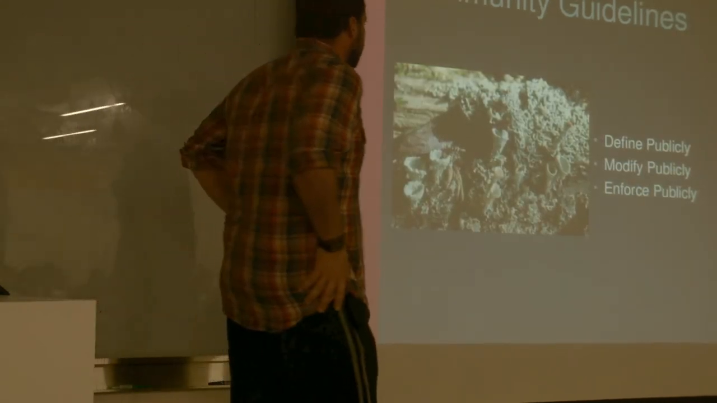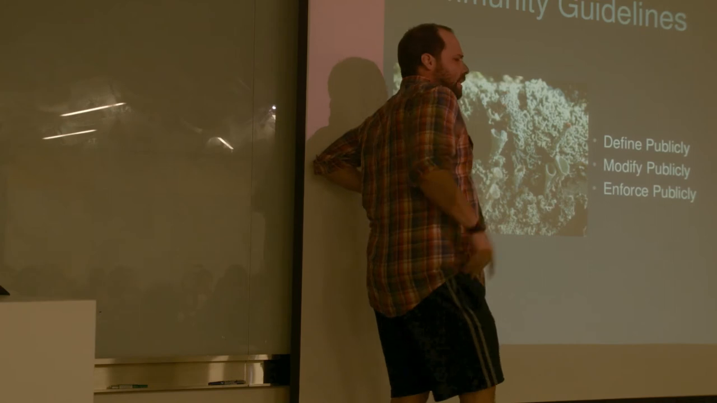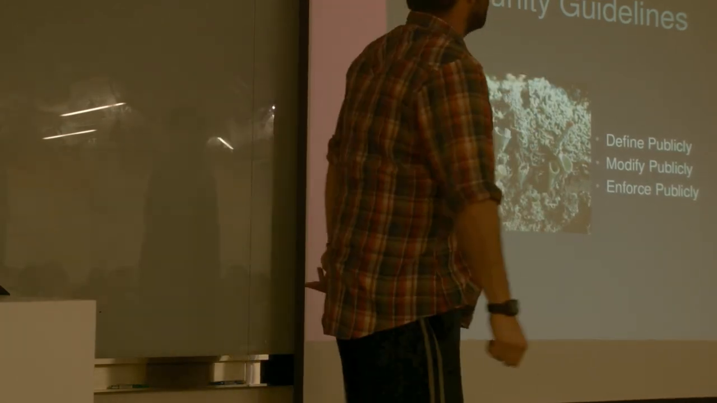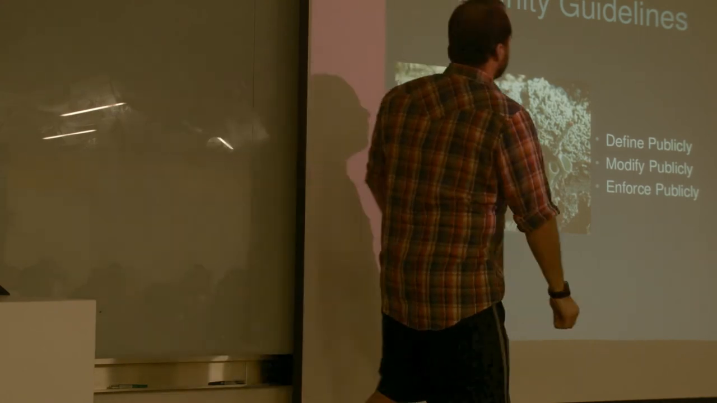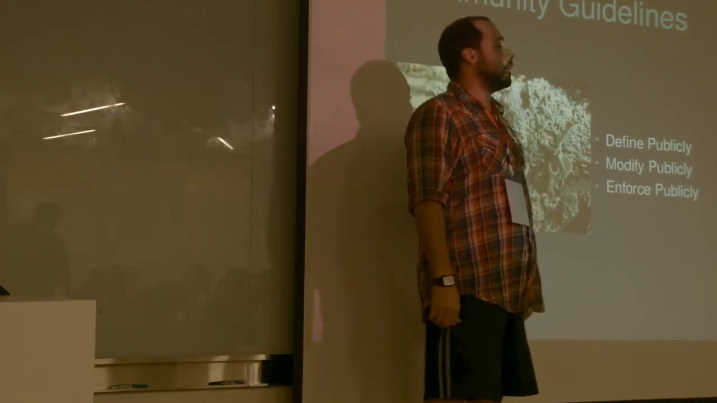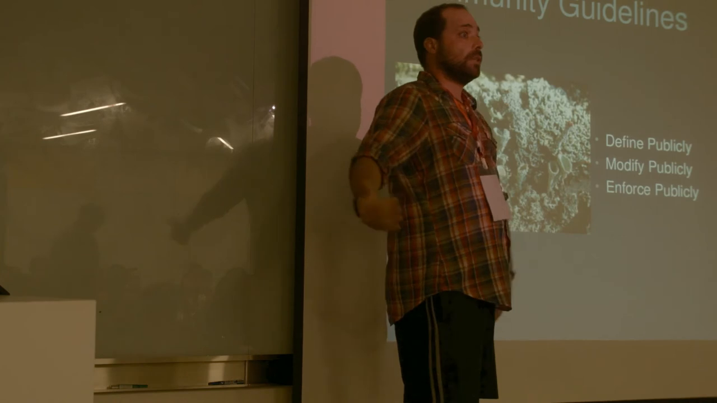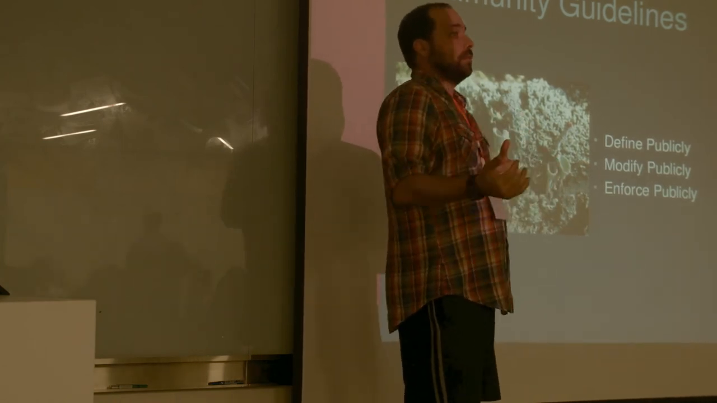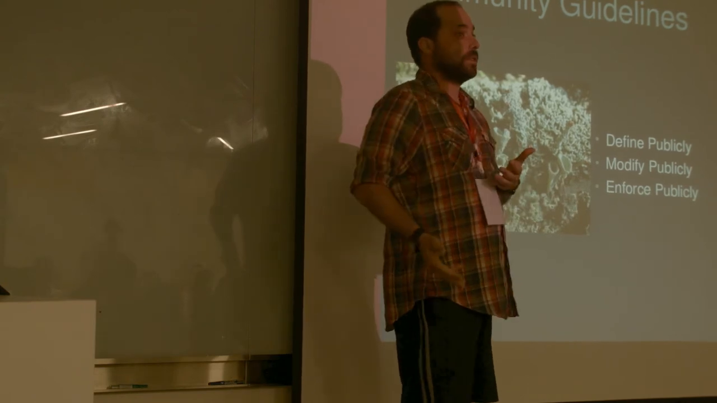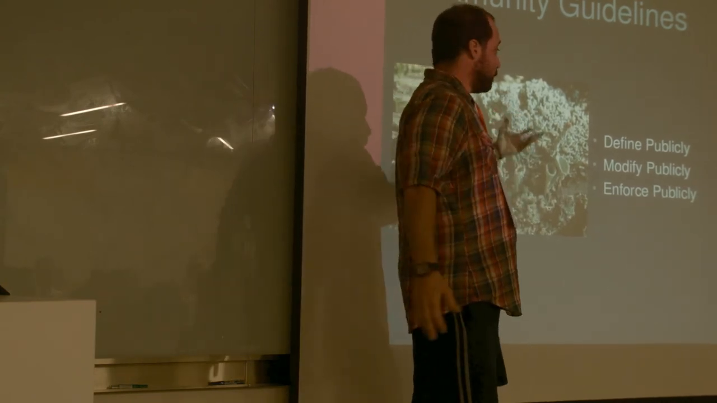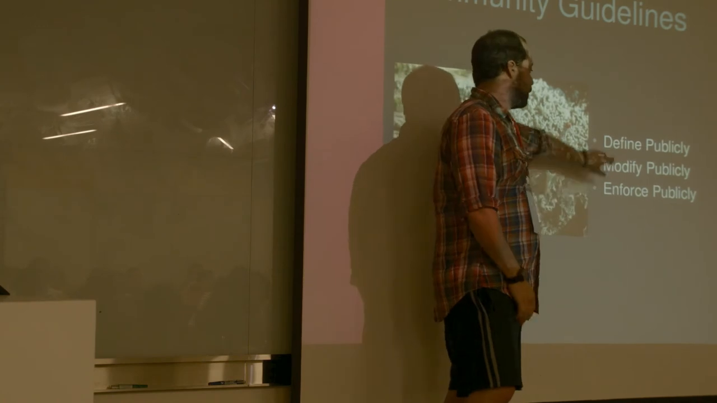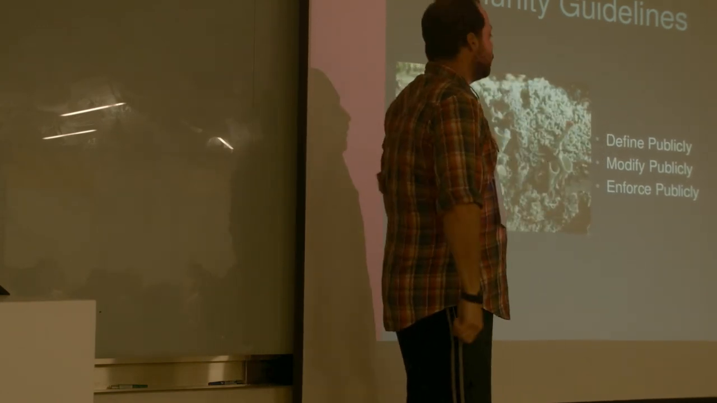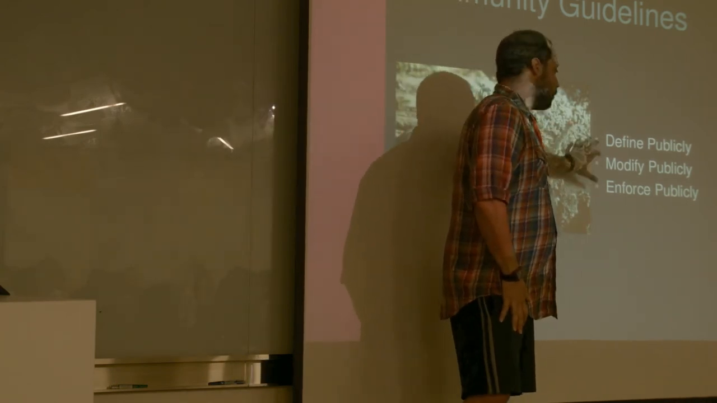So community guidelines. I'm not gonna give you the guidelines that you should take to your community, but these are meta guidelines to create your community guidelines. So define them publicly, put them on your public website, let everyone give input and say, I think this is good or this is not. Modify them publicly. If they're on GitHub, you've already got it. The system I'm gonna give you is gonna allow you to do all these things, but these are the core concepts.